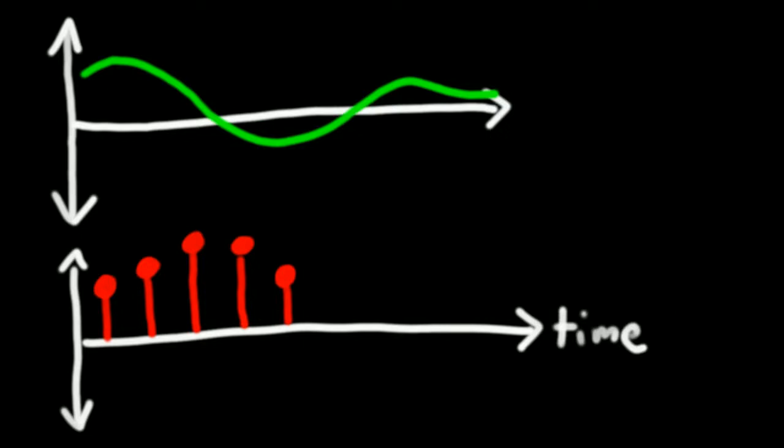And I will sometimes draw these digital signals as a series of dots. I'll usually skip the stems, although they're traditional, just because they take more time to draw. And in fact, I'll often draw individual samples or individual values of the signal as an X instead of a dot, just because it's a little faster.